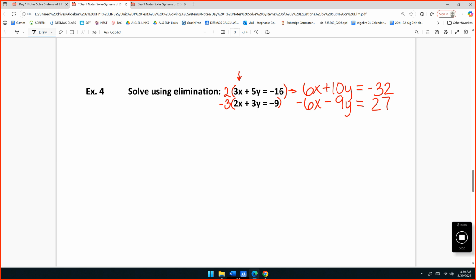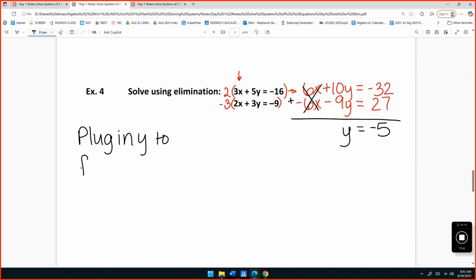All right, now we add these together. There's our zero pair, no more x, totally eliminated. 10y plus negative 9y is just 1y, right? Equals negative 32 plus 27. That should be negative 5, right? Yeah. Oh, look, we don't even have to do anything else. It's solved for us. Great. Now I need to plug in my negative 5 for y. So I need to plug in y to find x.